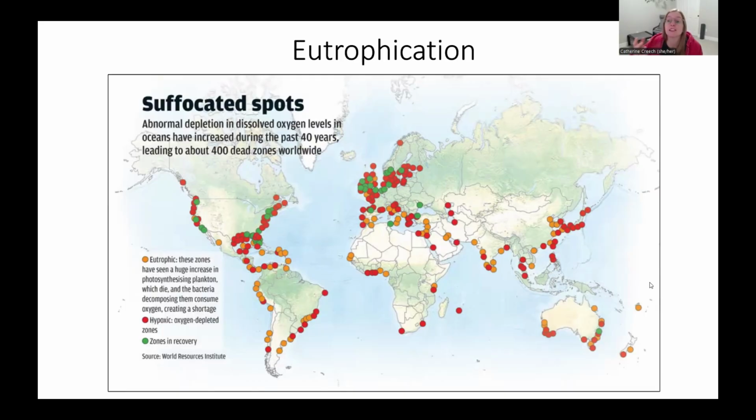Here is all of our suffocated spots. We have a couple things going on here to check out. Orange is eutrophication. So we're seeing a lot of growth in our algae because of those fertilizers. Red is hypoxic. Hypoxic means not enough oxygen, so we would call these our dead zones. And then green is areas in recovery. So we are learning, we are fixing things. We don't have to continue bad processes. So check it out, see how widely distributed these are, always on the coast because we're leaching into our water system.